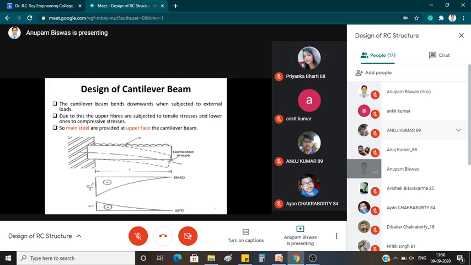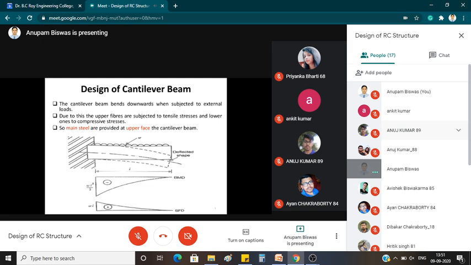So as I was discussing, for a cantilever beam, one end is fixed and the other is free. We know the bending moment is developed at the fixed end. And if you see the deflected shape of the cantilever beam, you can find that tension is developed at the top fiber and compression at the bottom fiber, which is the opposite of a simply supported beam.